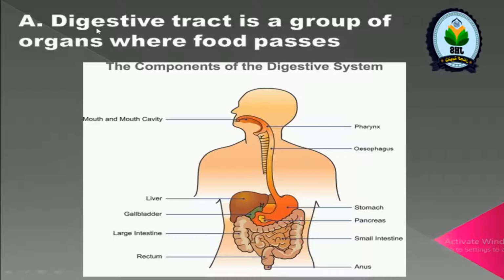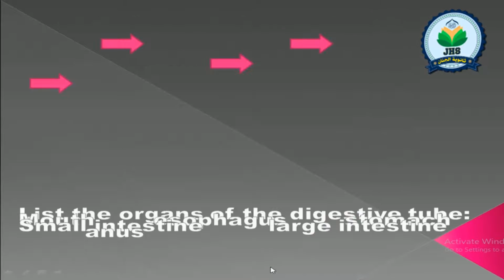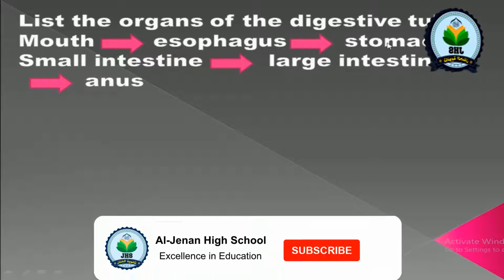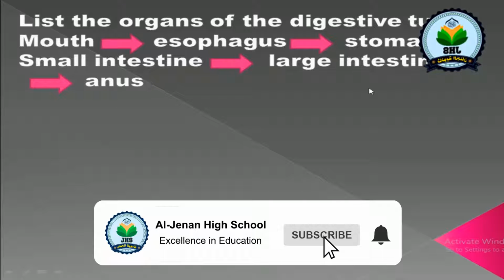First, we are going to talk about the digestive tract, which is a group of organs where food passes. So the digestive tract starts with the mouth, esophagus, stomach, small intestine, large intestine, and finally the anus. If we have to list the organs of the digestive tube, it starts with the mouth, then esophagus, stomach, small intestine, large intestine, and finally the anus.